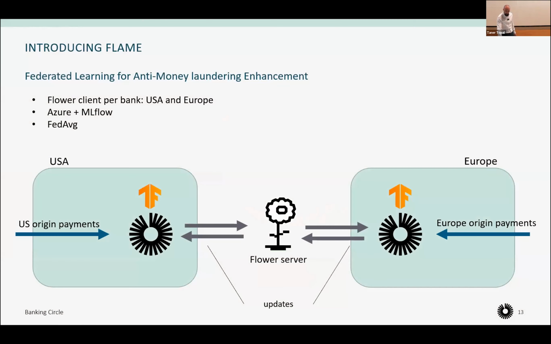So that brings me to our solution, Flame. Every time I present this, I kind of feel like we're cheating a little bit in federated learning because we have a grand total of 2 clients, not thousands and thousands. One is our US bank, the other is our European bank. So it's not heterogeneous or anything like that. As I said, our main concern here is very, very high model performance. So we have US payments coming into the US side, European payments coming into the European side. Both of those sides have a Flower client. We have a Flower server in the middle.